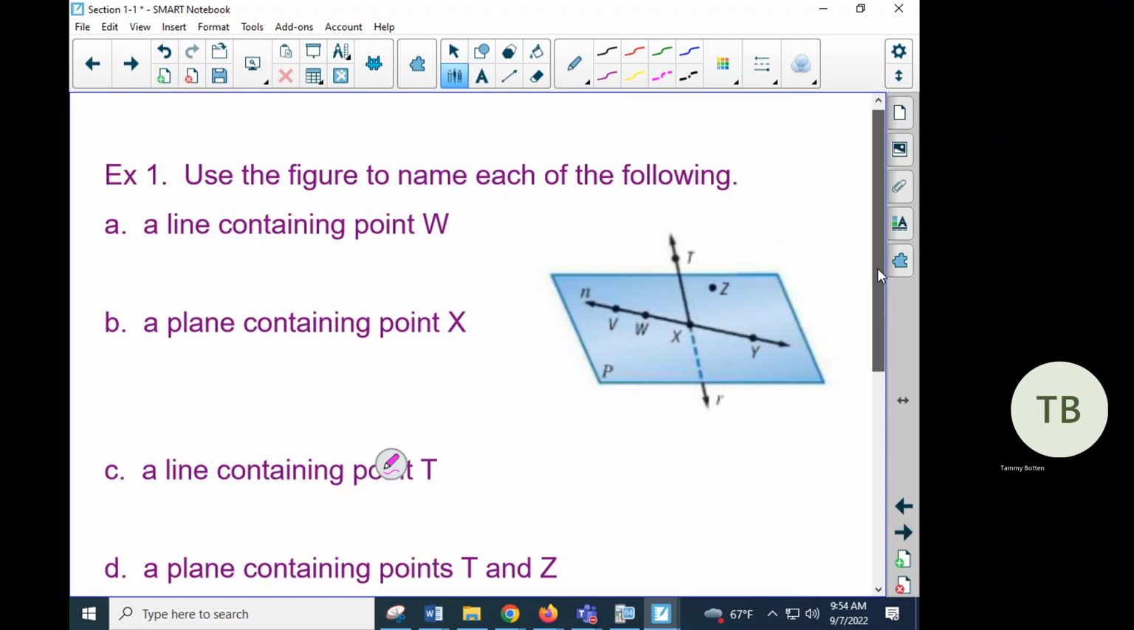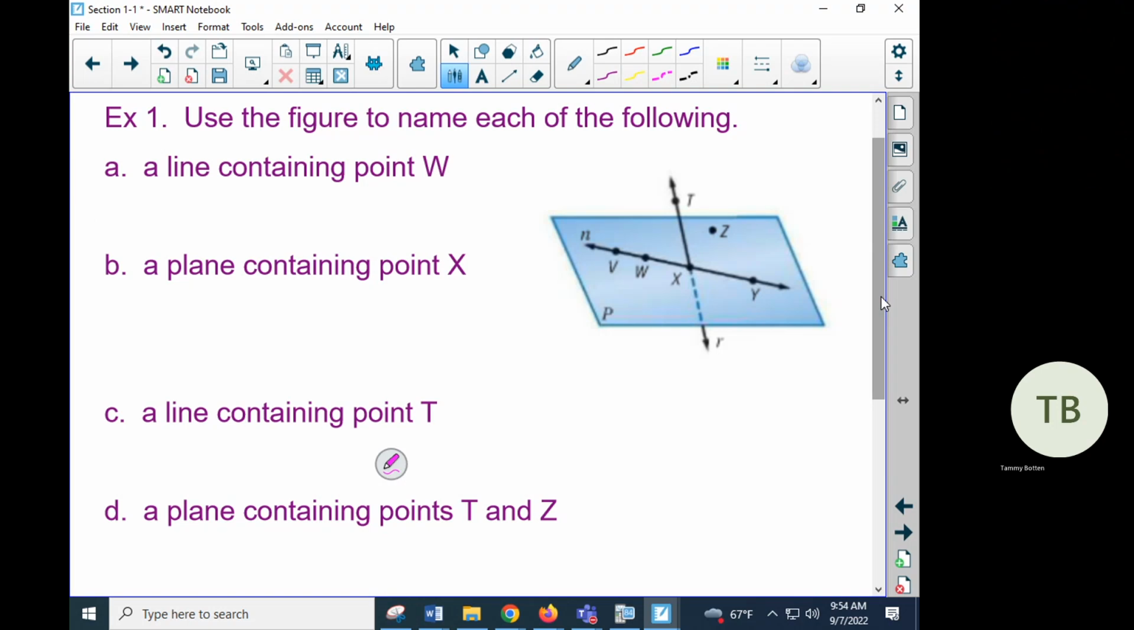All right, so we are going to see how you guys understand this. So it says, use the figure to name each of the following. A line containing point W. So point W is right here. And a lot of these have many different answers. This is one of those, okay? So we want to name the line containing point W. Does anyone have one way we could do it? Yep.